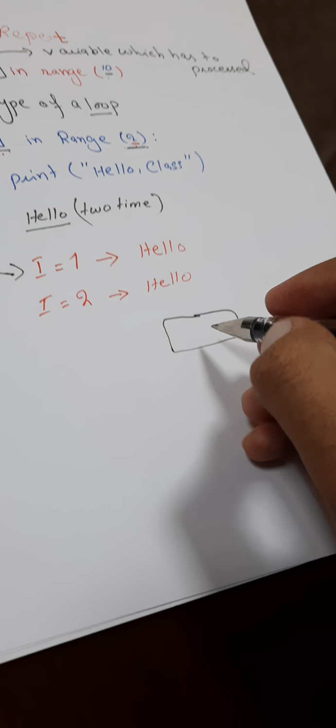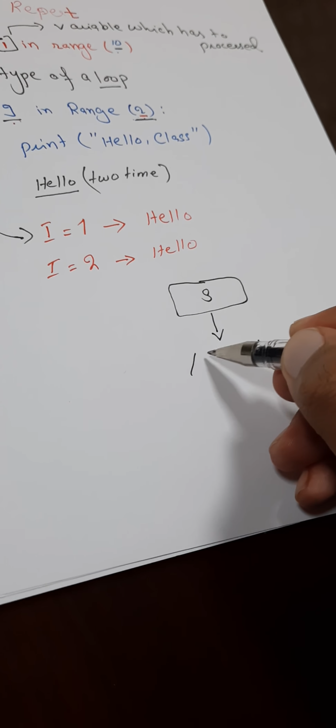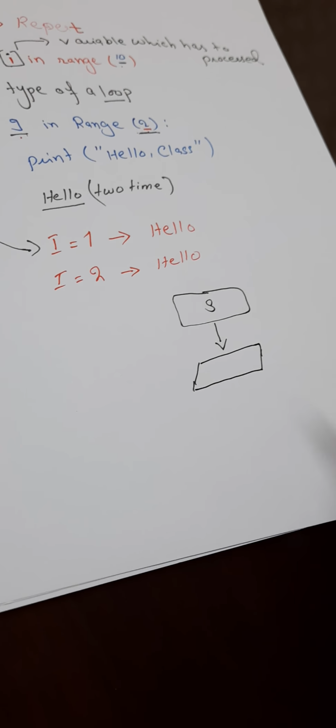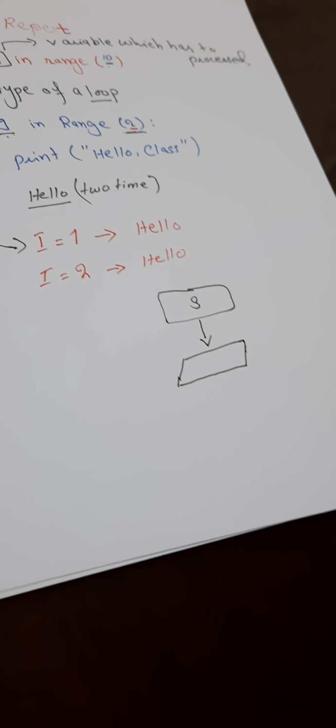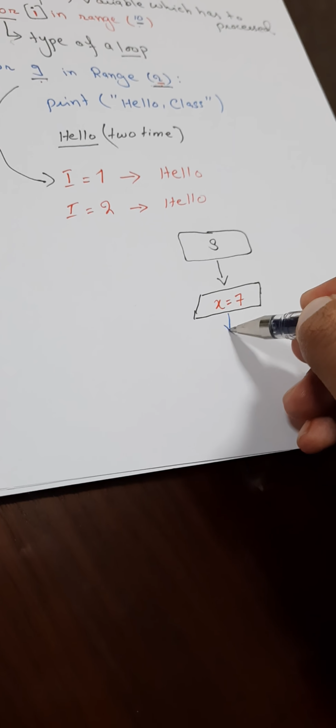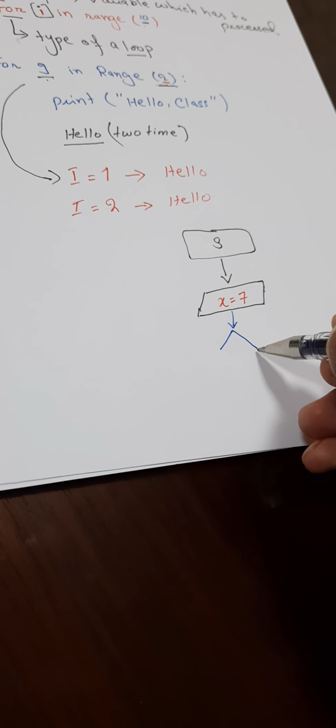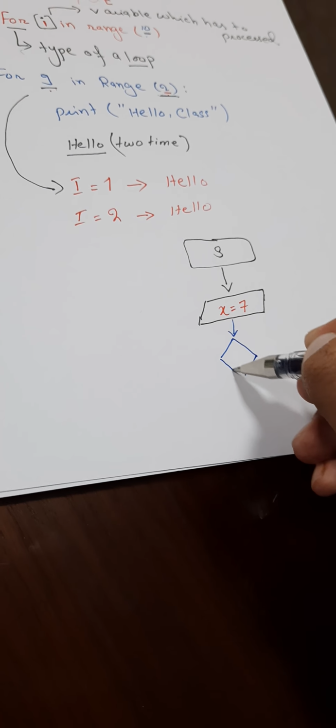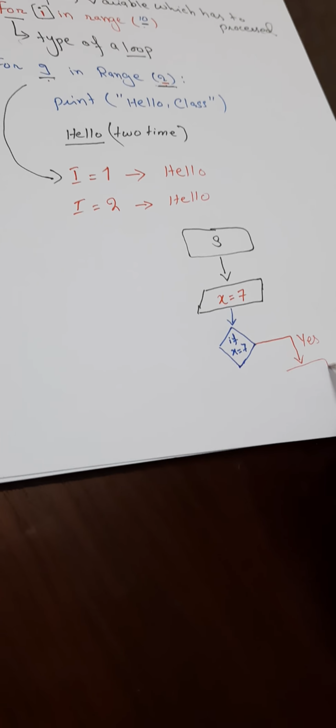I have to start, and I'm going to put some information in my input box. Now my information is x equals 7. Now I process my information to some decision box. Here in this decision box, if x equals 7, if yes, now my condition has 2 portions. If yes, then I'm going to print something.